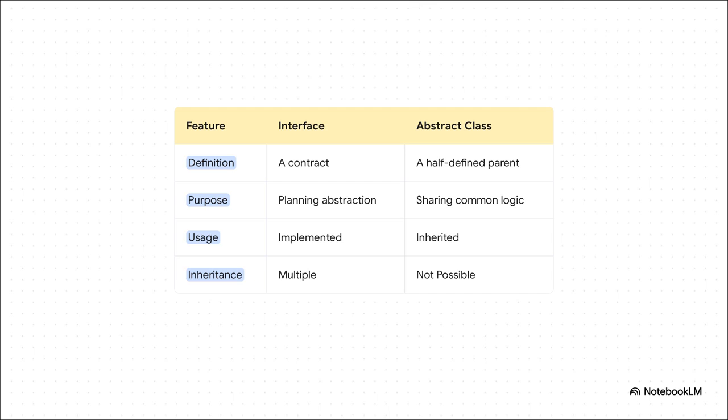An abstract class is kind of like a partially built car frame. It's a parent class that provides some of the implementation, some common logic, that its child classes can then inherit and build upon. An interface, though, is a pure contract. It's a blueprint with zero implementation. It just makes a promise. It guarantees that any class that uses it will have a certain set of capabilities. And here's the key difference. A class can only inherit from one abstract class, but it can implement as many interfaces as it wants.